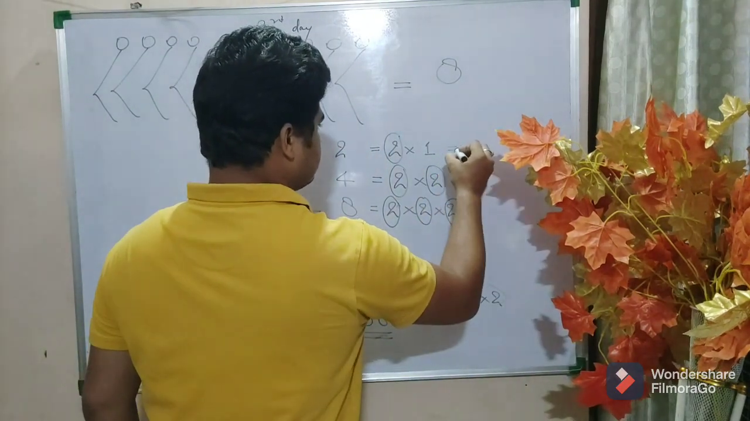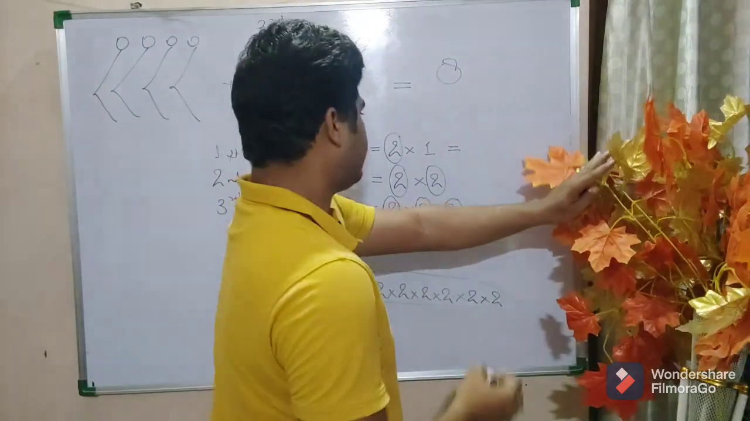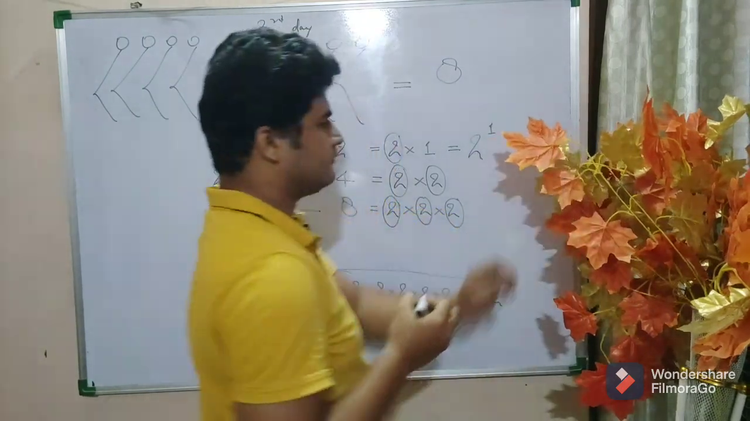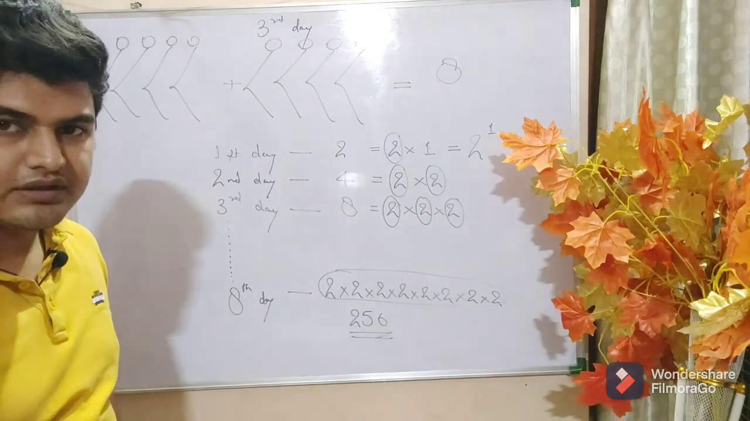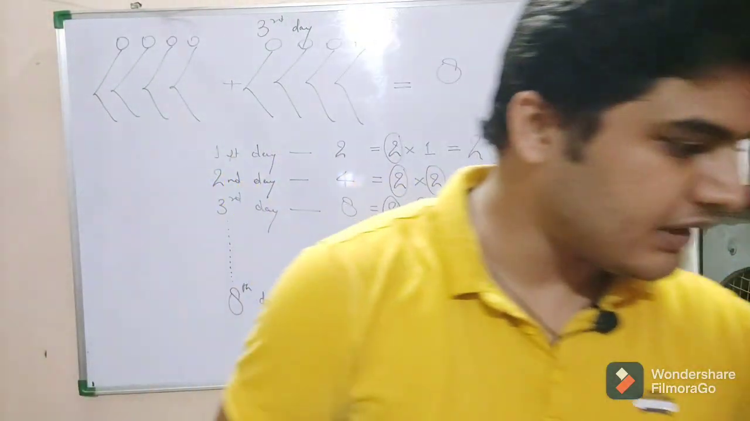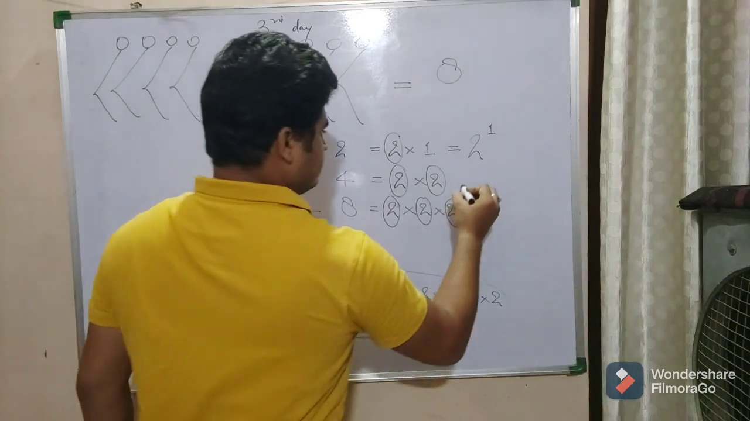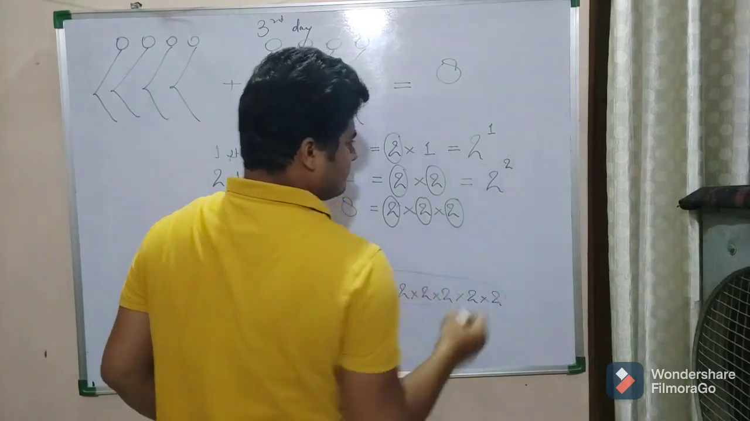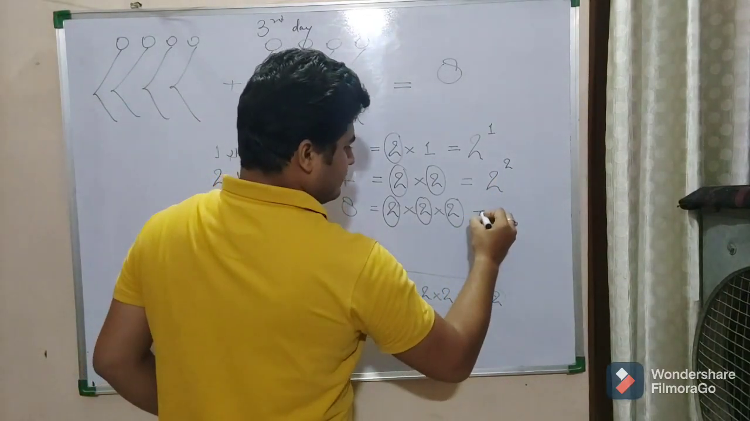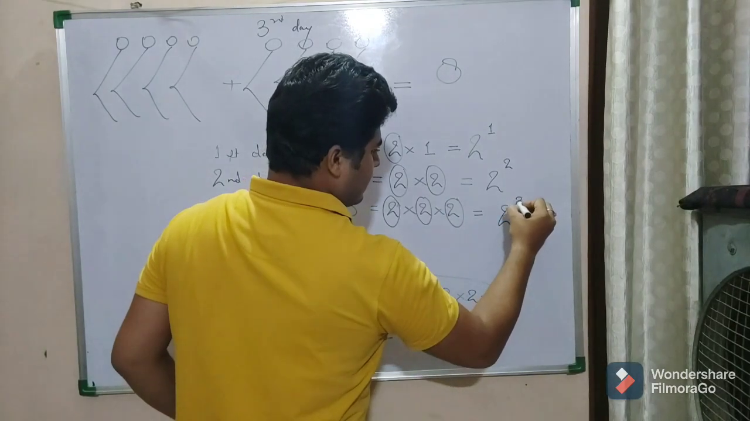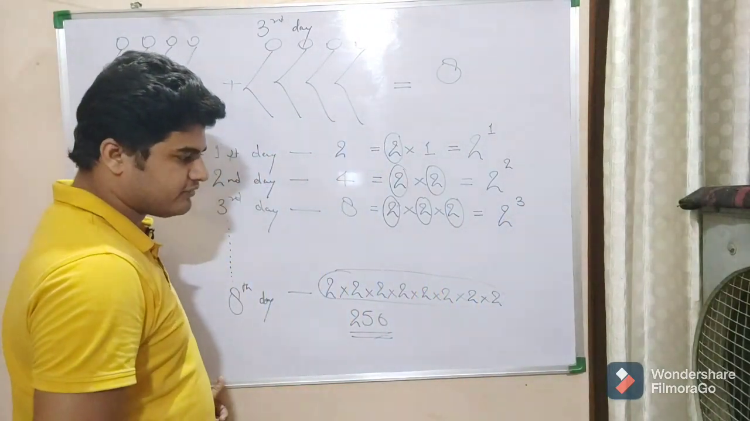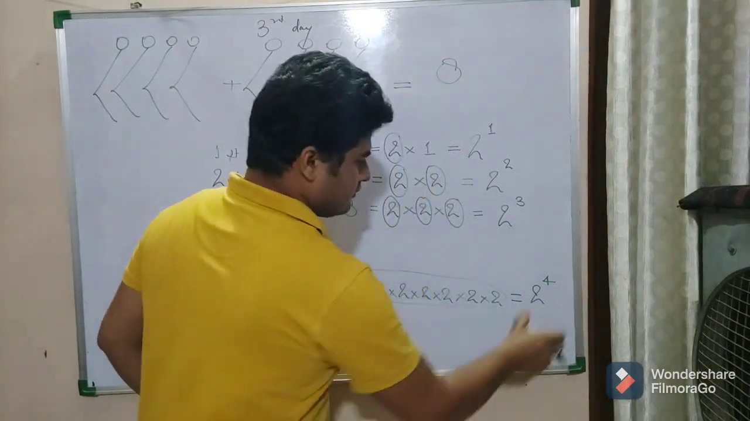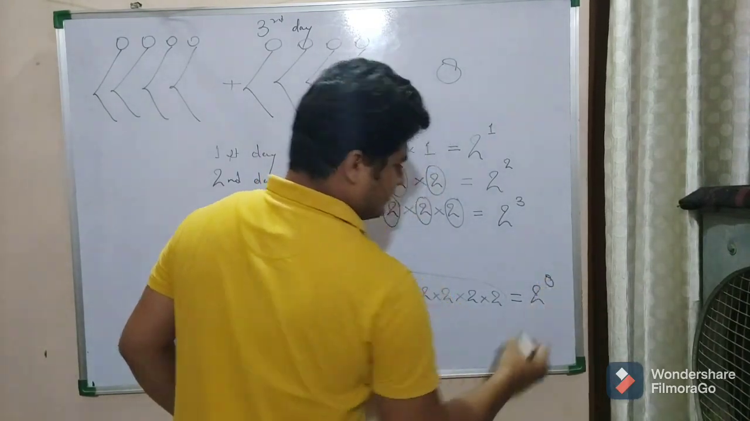Like this: a single 2 can be written as 2 raised to the power 1. It is called raised to the power. So 2 raised to the power 1. This can be written as 2 raised to the power 2. This can be written as 2 raised to the power 3, the number of times they are coming. And this can be written as 2 raised to the power 8, for the 8th day.